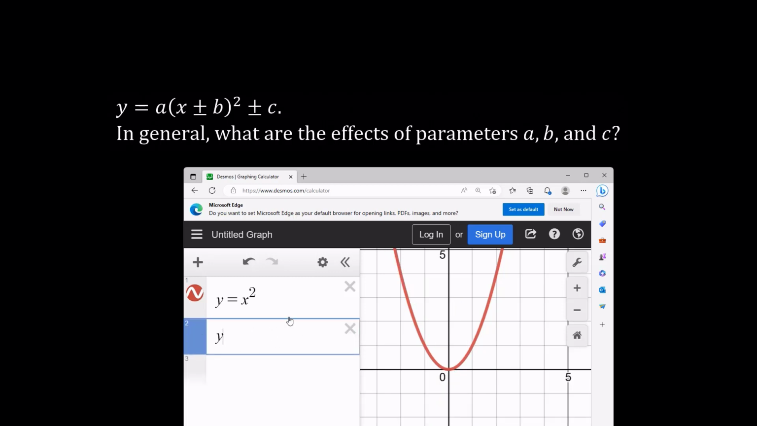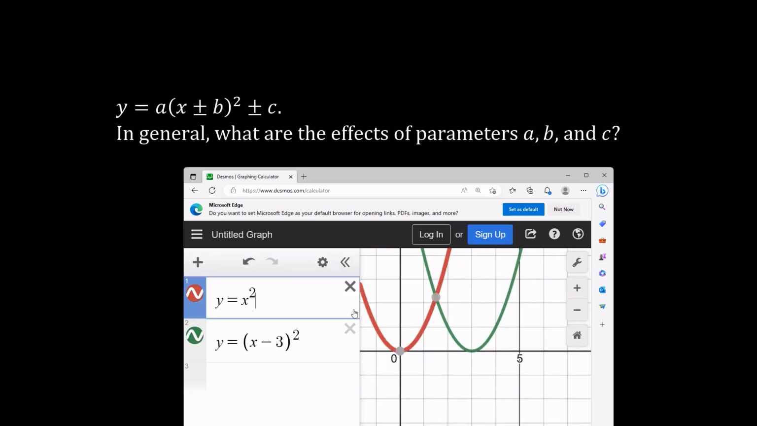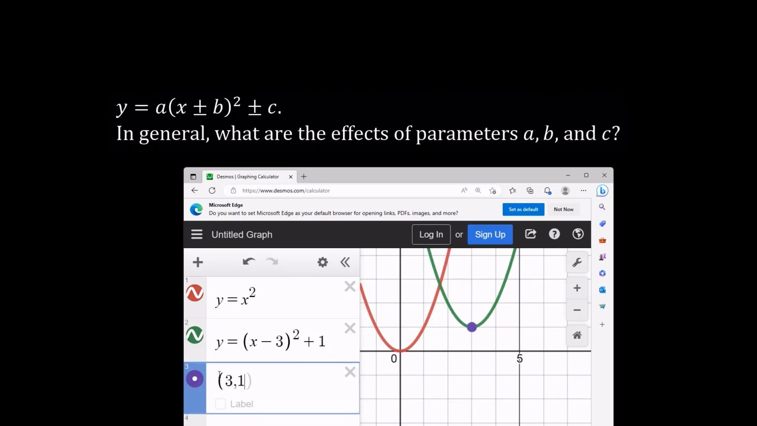Now let's try y equals (x minus 3) squared. As you can see, the vertex moved 3 units to the right. In fact, every single point moved 3 units to the right. And if we write y equals (x minus 3) squared plus 1, the vertex here is now (3, 1), because the graph moved 3 units to the right and 1 unit up.